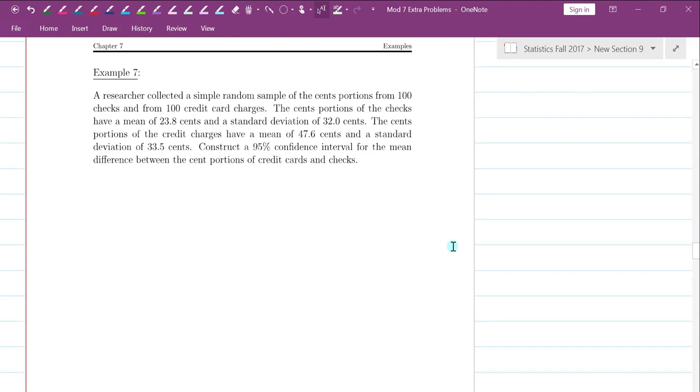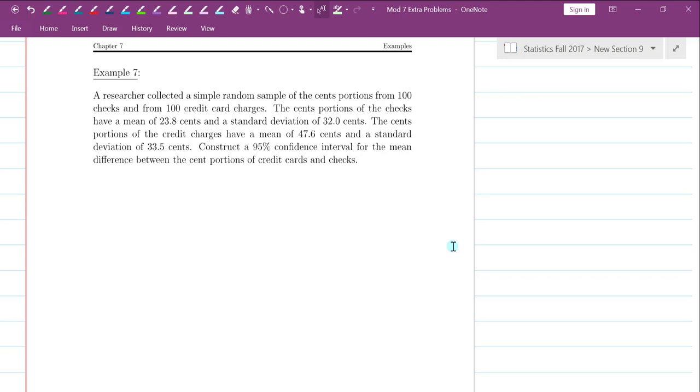A researcher collected a simple random sample of cents proportions from 100 checks and from 100 credit card charges. The cents proportion of the checks have a mean of 23.8 cents and a standard deviation of 32 cents. The cents proportion of credit card charges had a mean of 47.6 cents and a standard deviation of 33.5 cents. Construct a 95% confidence interval for the mean difference between the cent proportion of credit cards and checks.